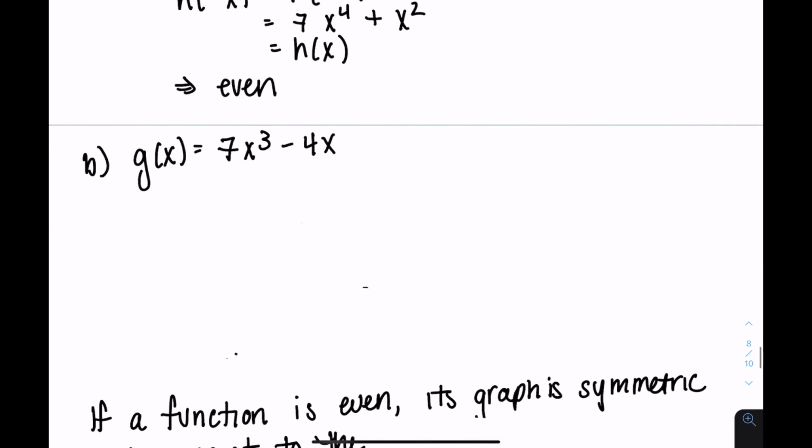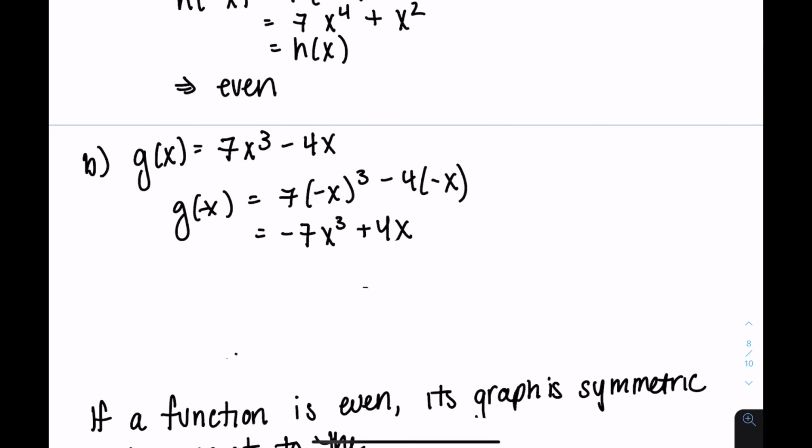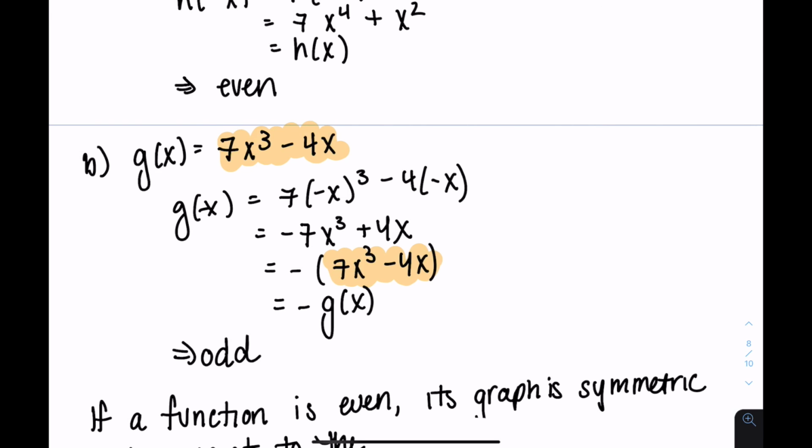If I look at this next one, I go ahead and take g and evaluate it at negative x. So I get 7 times negative x to the 3rd minus 4 times negative x. Since this first one is an odd power, the minus sign pops out. Negative 4 times negative x is 4x. Well, if I factor a minus sign out, I get the same expression back right here. So it's really negative times my original function. So it's an odd function.